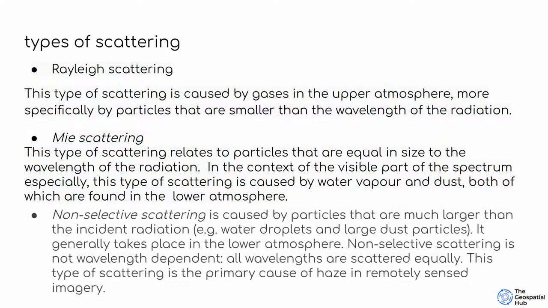So now the final type of scattering we'll be talking about is the non-selective scattering. This occurs when particles are much larger in size compared to the wavelengths of the incoming radiation. So we have water droplets and large dust particles causing this type of scattering. Non-selective scattering got its name from the fact that all wavelengths are scattered about equally. So it's not selective compared to Mie scattering or Rayleigh scattering.